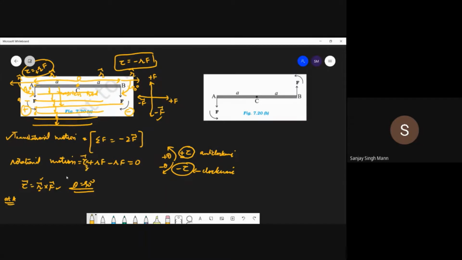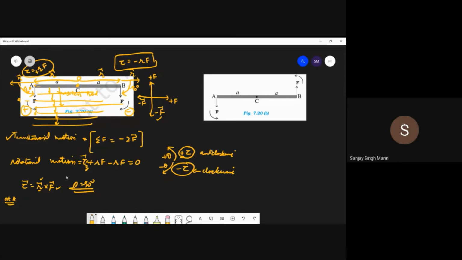This torque is of course along the z-axis, if you are taking R and F in the xy plane. Put the tip of your pen at A, perpendicular to the plane. That is your axis of rotation. At C, we were considering it at C. Okay.